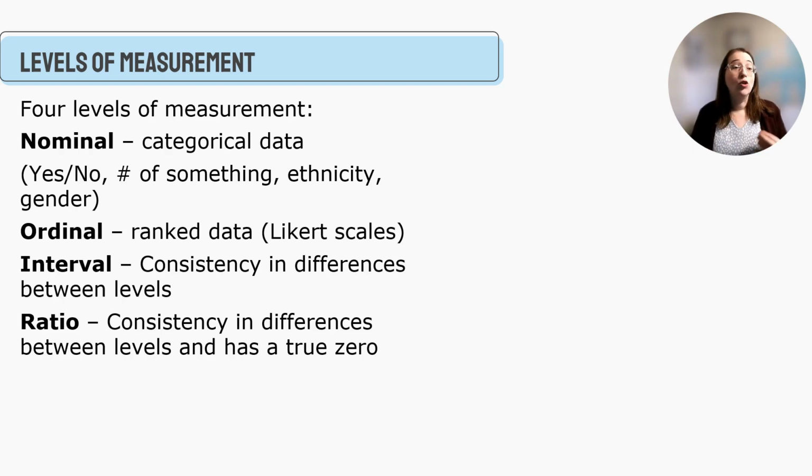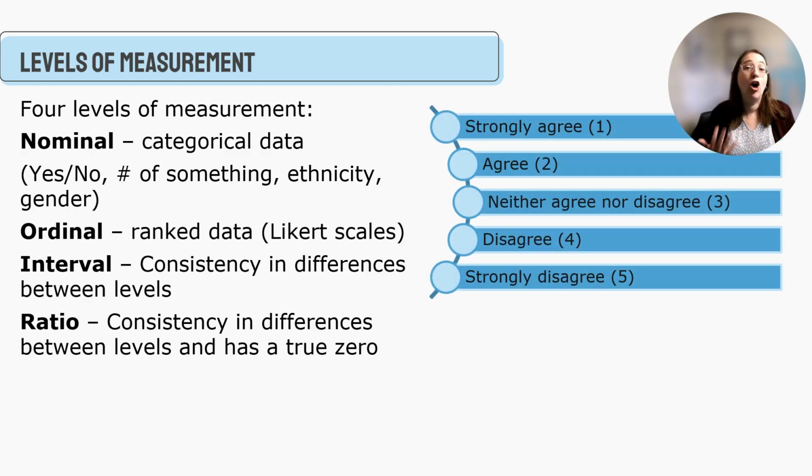We also have what's called ordinal data or ranked data. Likert scales are a very common example of this. Everyone's probably filled out a survey where you have to say you strongly agree, neither agree nor disagree, or strongly disagree, and a number is attached to them in some way. An ordinal level of measurement is ranking things in some way.